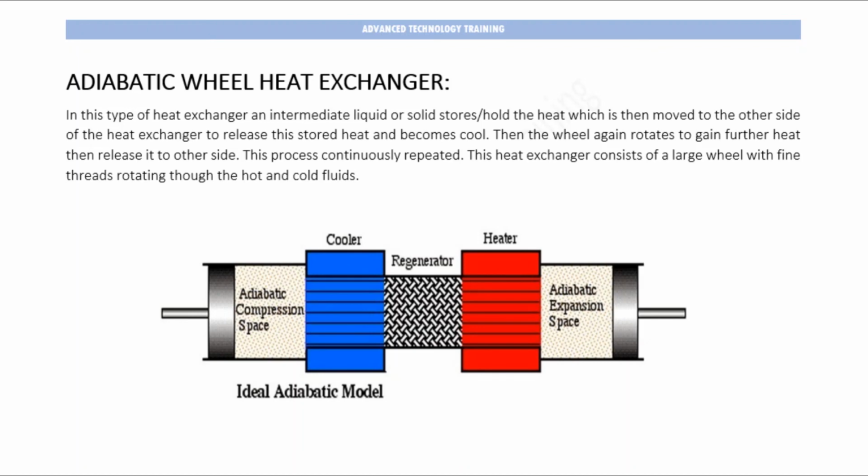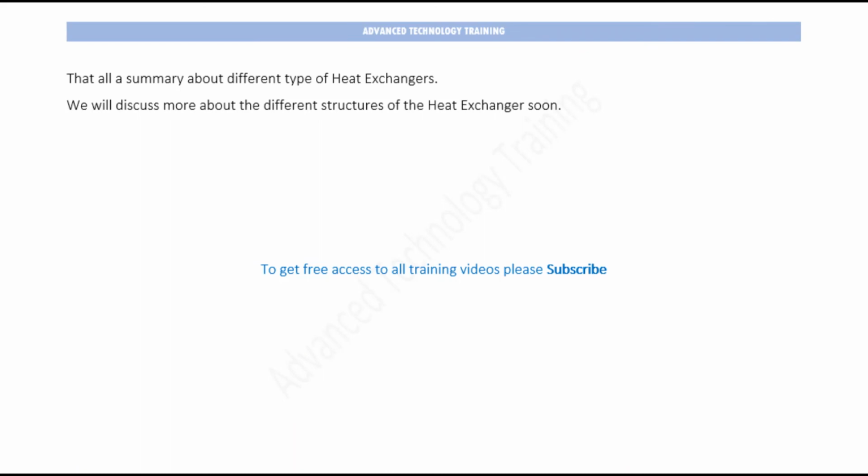Adiabatic wheel heat exchanger. In this type of heat exchanger, an intermediate liquid or solid stores the heat, which is then moved to the other side of the heat exchanger to release this stored heat and become cool. Then the wheel again rotates to gain further heat, then releases it to the other side. This process is continuously repeated. This heat exchanger consists of a large wheel with fine threads rotating through the hot and cold fluids. That is a summary about different types of heat exchangers.